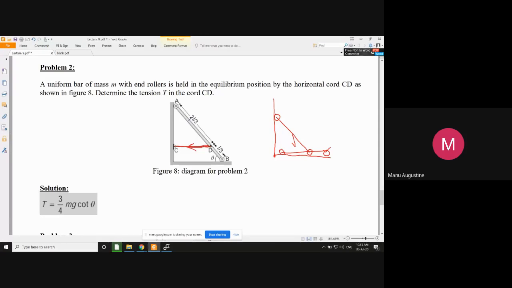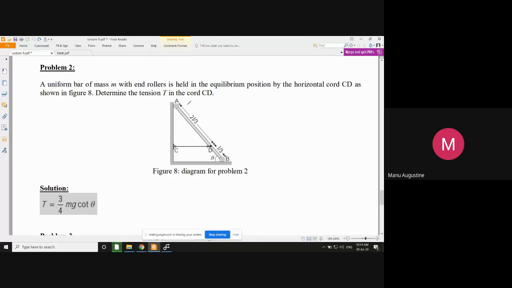So the rod will try to fall down, but this thread will become tight and it will prevent the rod from falling. And eventually you get what is called an equilibrium. That means if a thread is connected like this, then your rod will be held in equilibrium in its position. So it will neither be moving down nor will it be climbing upwards.